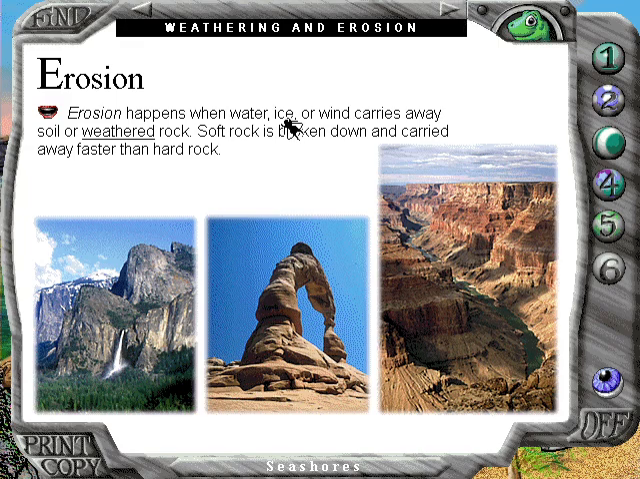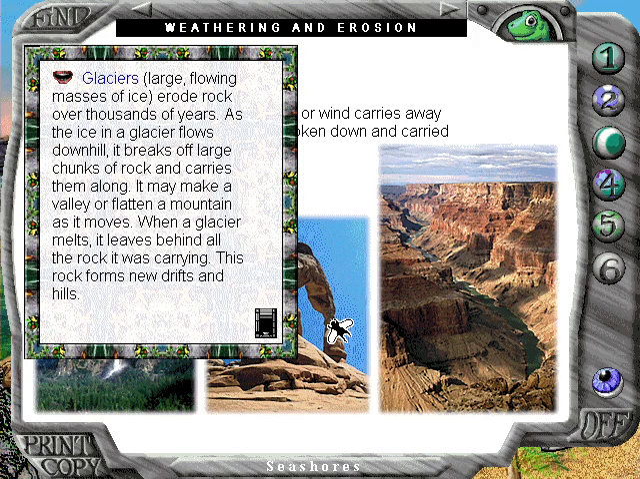Erosion. Erosion happens when water, ice, or wind carries away soil or weathered rock. Soft rock is broken down and carried away faster than hard rock. Glaciers, large flowing masses of ice, erode rock over thousands of years. As the ice in a glacier flows downhill, it breaks off large chunks of rock and carries them along. It may make a valley or flatten a mountain as it moves.